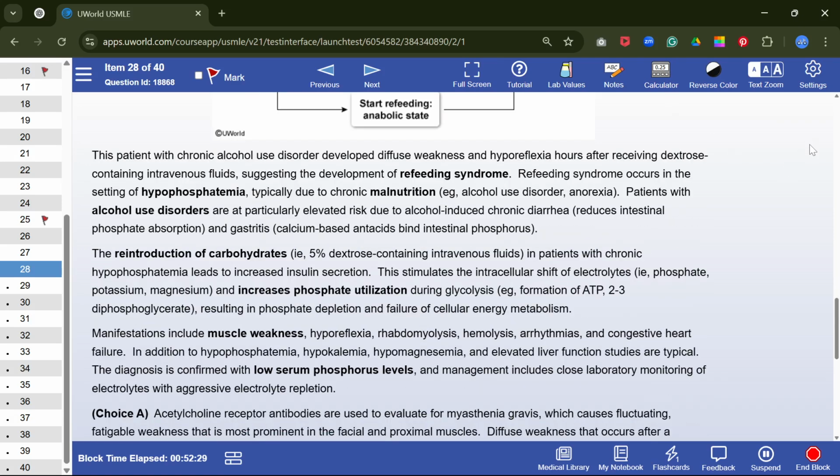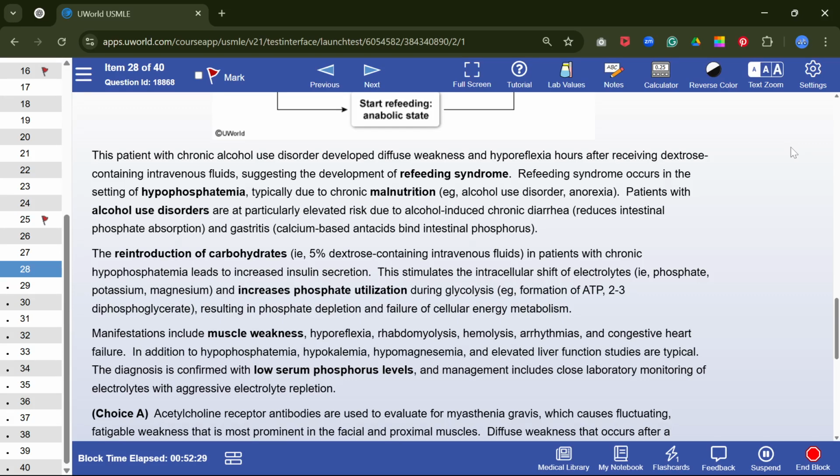This stimulates the intracellular shift of electrolytes, phosphate, potassium, magnesium, and increases phosphate utilization during glycolysis, formation of ATP, 2,3-diphosphoglycerate, resulting in phosphate depletion and failure of cellular energy metabolism. Manifestations include muscle weakness, hyporeflexia, rhabdomyolysis, hemolysis, arrhythmia, congestive heart failure.